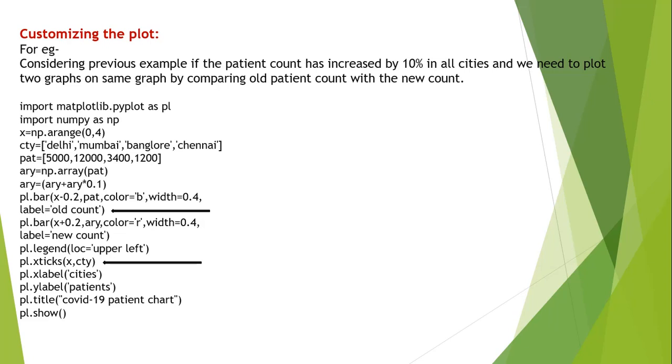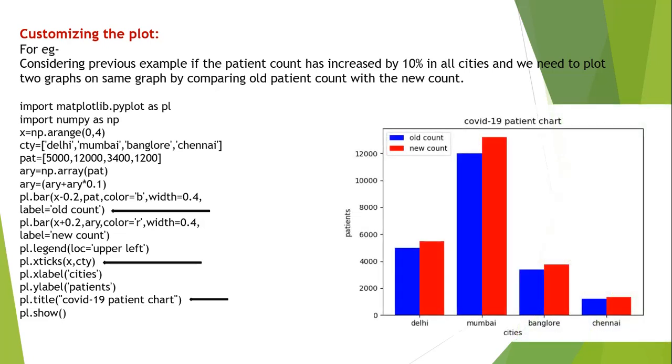plt.xlabel is cities, plt.ylabel is patient, plt.title is COVID-19 patient chart. Now this plt.title is symbolizing the heading of the COVID-19 patient chart, the title. And plt.show is there. Now if you are going to plot this bar graph, we will see this output.